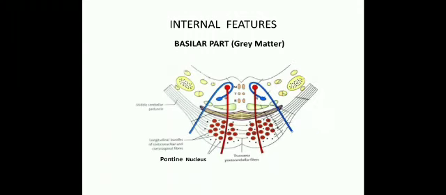So now we will observe the grey matter and the white matter at each level. First, the basilar part has a uniform structure throughout its length. The grey matter in the basilar part is represented by the pontine nuclei, that are scattered in between the longitudinal and transverse fibers. Here we can observe the dot like structures which represent the pontine nuclei. They are scattered among the longitudinal and the transverse fibers.